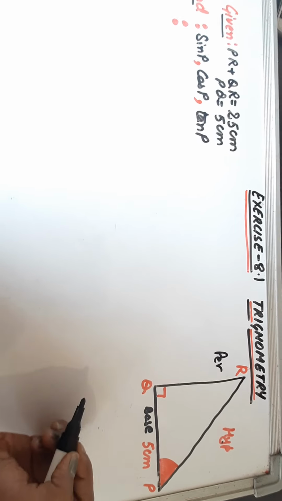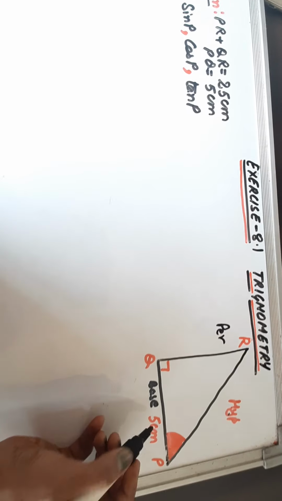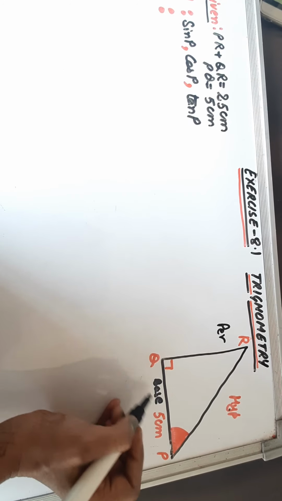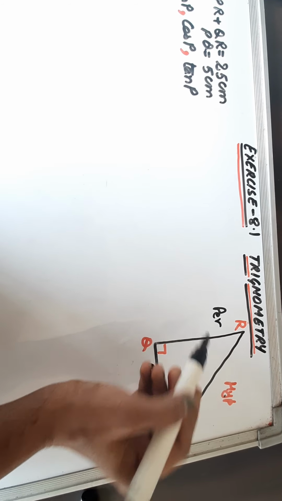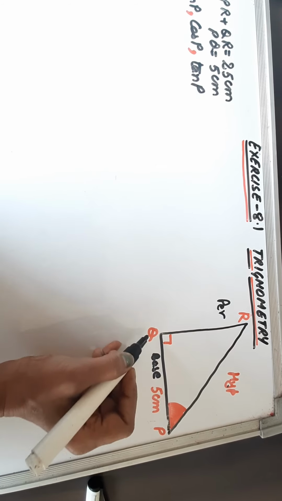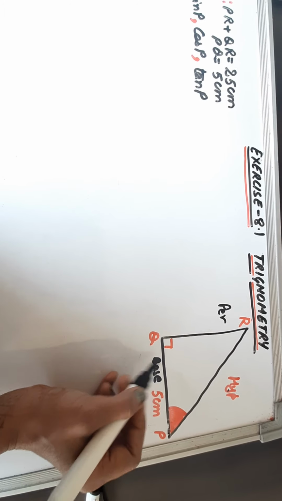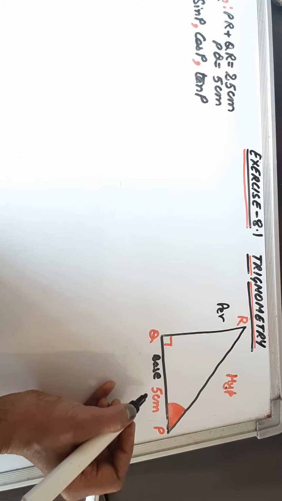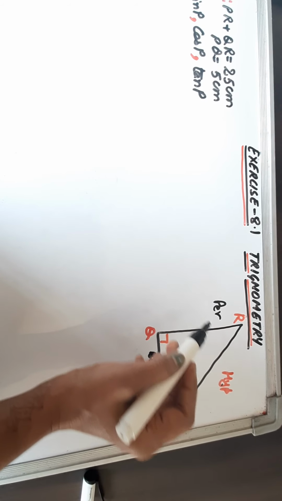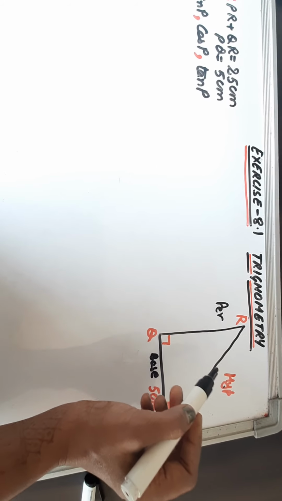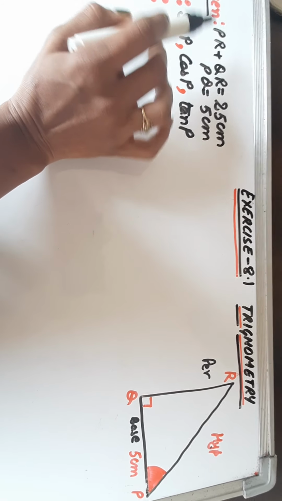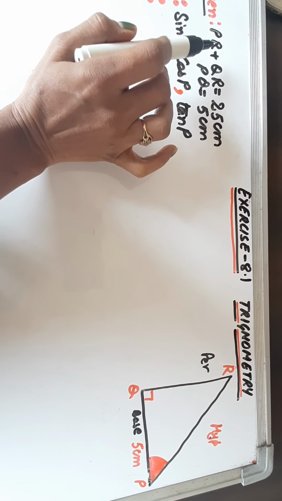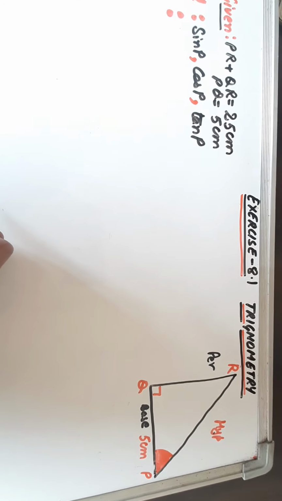But in this question, we have PQ, which is 5 centimeter and which is the base because P angle is involved. So according to P angle, the side opposite to P, that is RQ, is perpendicular, and the third left side, that is PQ, will be the base. And PQ is given to us as 5 centimeter, but perpendicular and hypotenuse individually are not given to us. Their combination is given to us. This is perpendicular and this is hypotenuse, means the sum of the two sides is given to us.